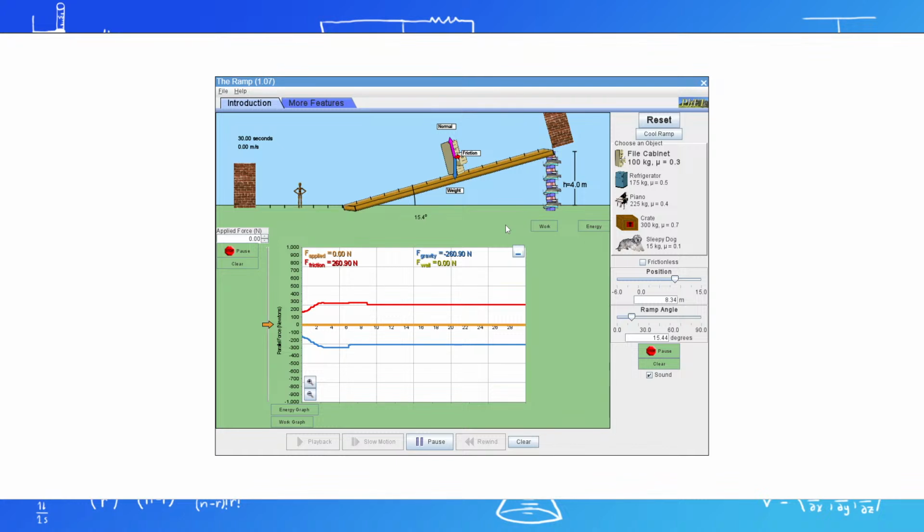Instead of using x and y, we can just rotate our coordinate system by, in this case, 15.4 degrees, and instead we can use two new axes. Instead of x and y, we can use whatever this direction is, parallel to the incline, and also this direction, perpendicular to the incline. Some people like to call this parallel direction the new x direction, while they call this perpendicular direction, lining up with the normal force, the new y direction.